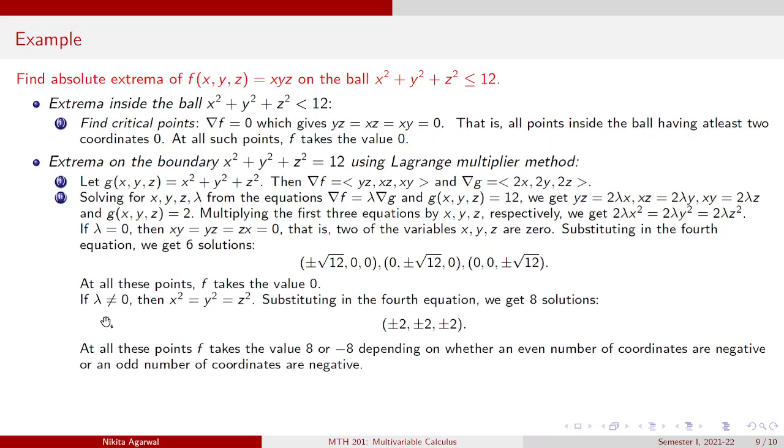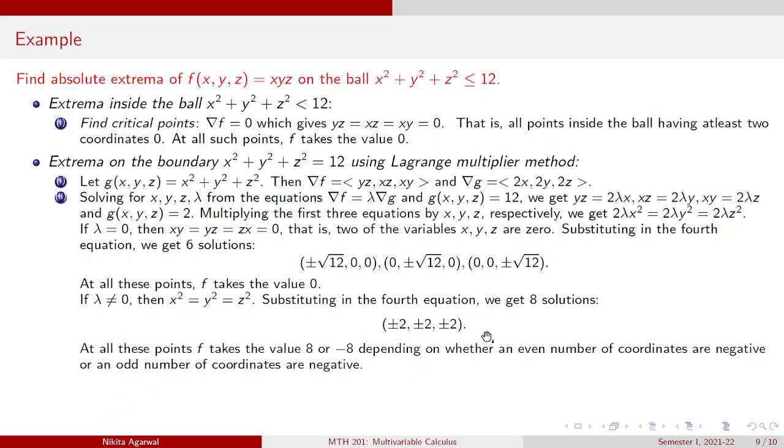Now, if lambda is non-zero, then what happens? You can strike off these lambda and 2 as well, and you get x square equal to y square equal to z square. So if you substitute this in the fourth equation, which is g(x,y,z) equal to 12, you get x square is equal to 12 by 3, which is 4. So x should be plus minus 2, y plus minus 2, z plus minus 2. So you actually get 8 solutions, all the possible combinations of pluses and minuses.